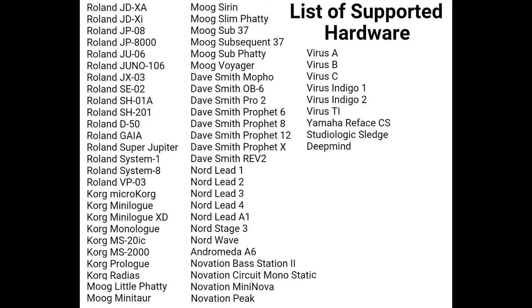A list of supported hardware: Roland JD-XA, Roland JD-XI, Roland, the Juno 106. It keeps going down. Korg. You can see all the Korg stuff. Moog, Little Fatty, and that's dope. Everybody knows that. Dave Smith stuff is there. Nord, Novation, Andromeda 6, and we love the Virus. Yamaha, Studio Sledge, DeepMind. They don't have all the sounds, but he got the best sounds out of those hardware synths. Put them into Omnisphere.